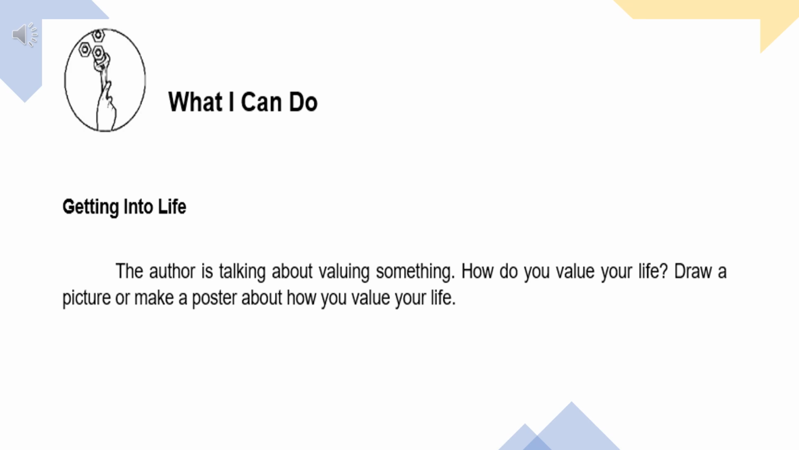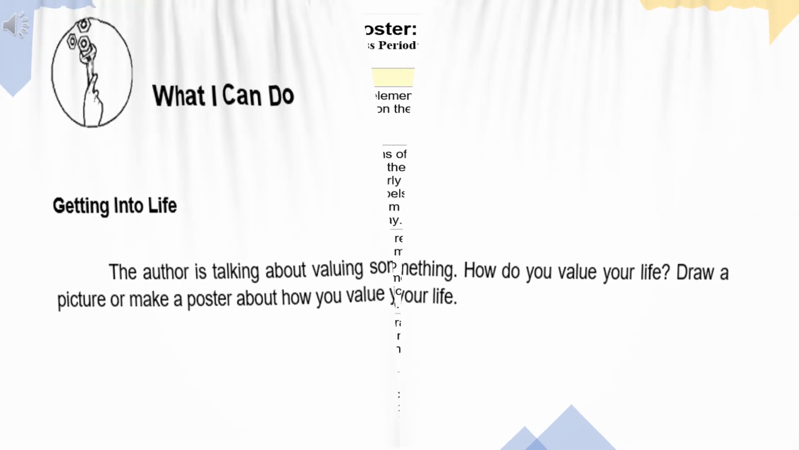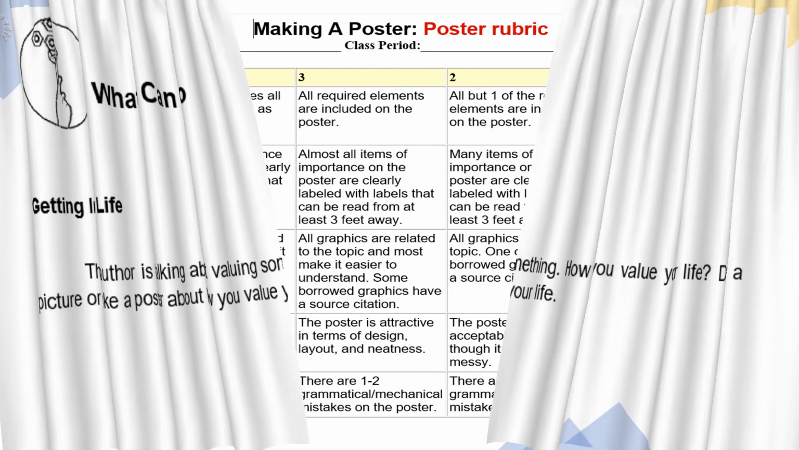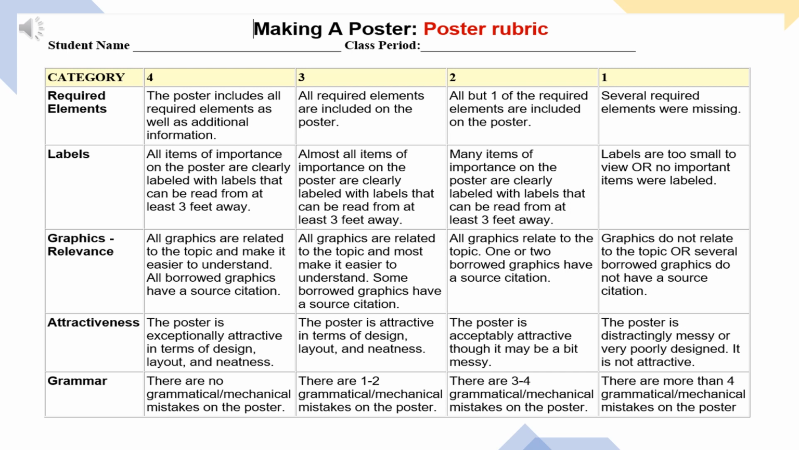So I'll read the rubric for you to be guided on how to do your poster. Making a poster rubric. So class, I would like you to disregard the draw a picture. Instead, focus on the idea that you will be making a poster. So what are the criteria? Required elements. You will have 4 points if the poster includes all required elements as well as additional information. Labels, another 4 points. All items of importance on the poster are clearly labeled with labels that can be read from at least 3 feet away.